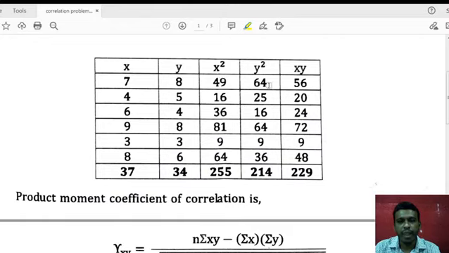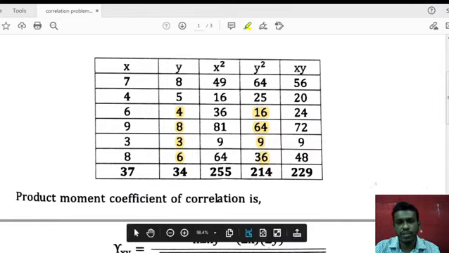Similarly, do it for y. 8 8s are 64, 5 5s are 25, 4 4s are 16, 8 8s are 64, 3 3s are 9, and 6 6s are 36. So once we do it, we find out the total of x square and the total of y square.